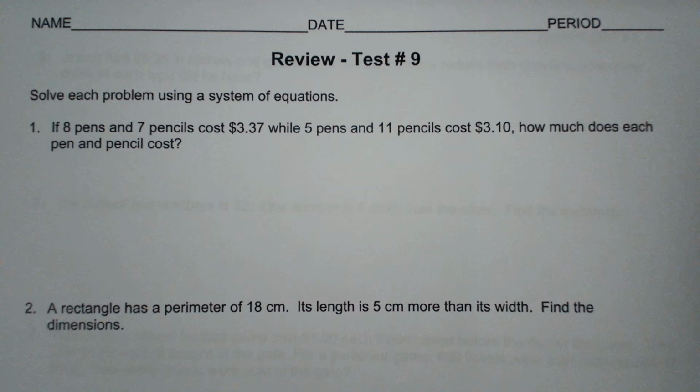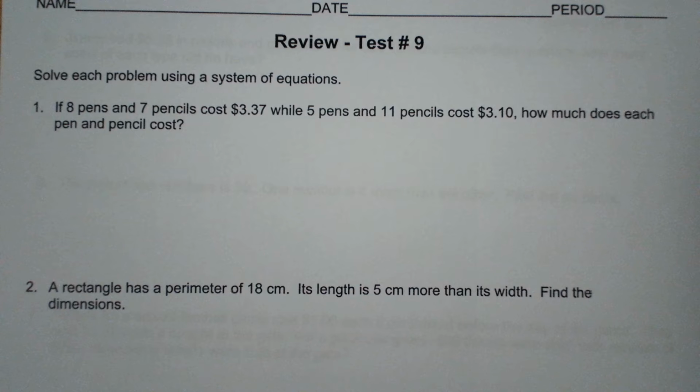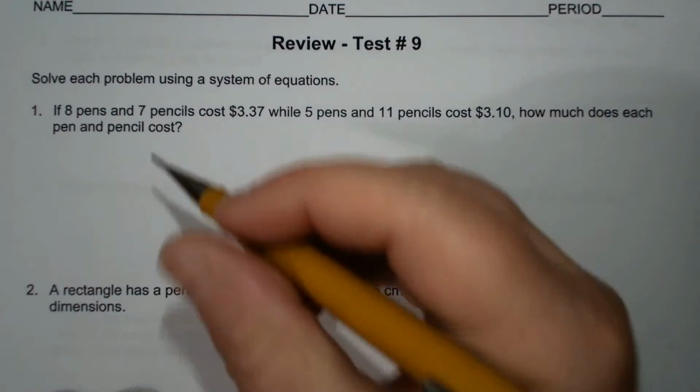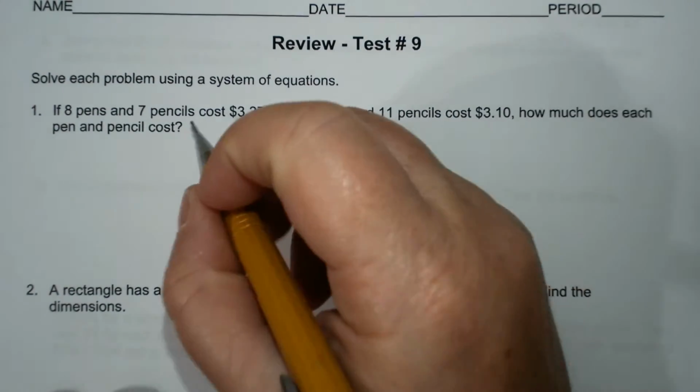This is the review for 9B systems applications. Solve each problem using a system of equations. If 8 pens and 7 pencils cost $3.37, while 5 pens and 11 pencils cost $3.10, how much does each pen and pencil cost? So you're going to do objects bought and cost, objects bought and cost.